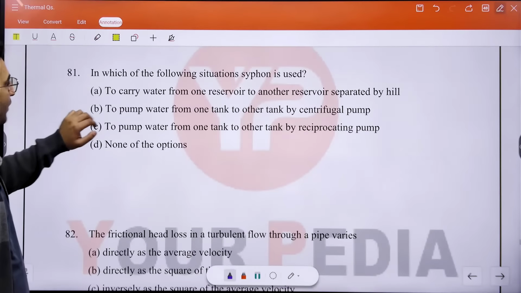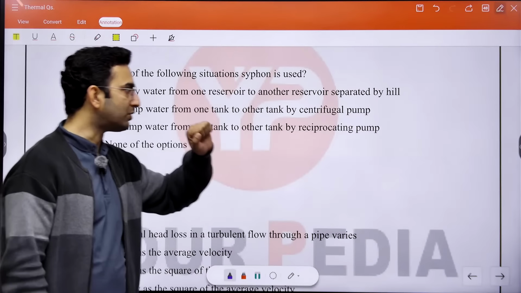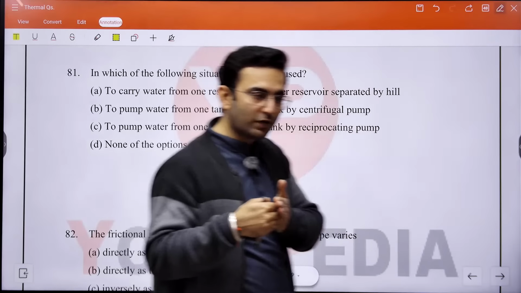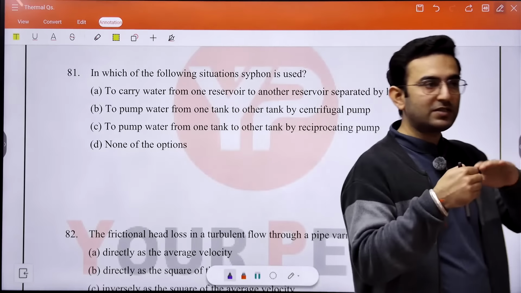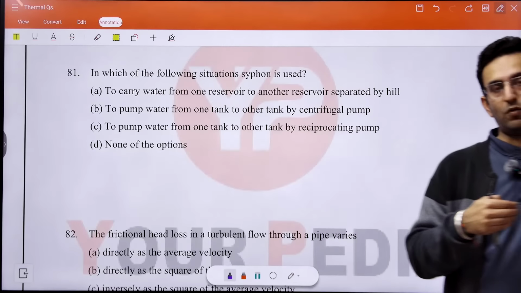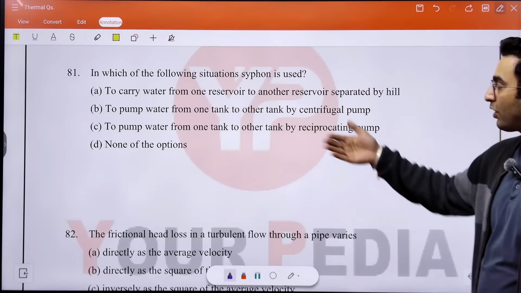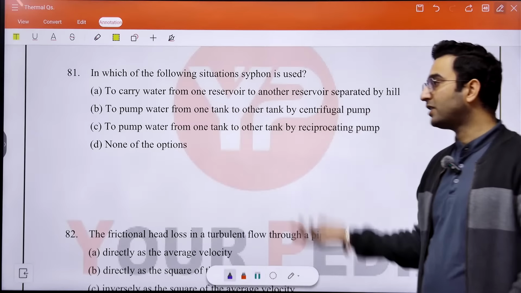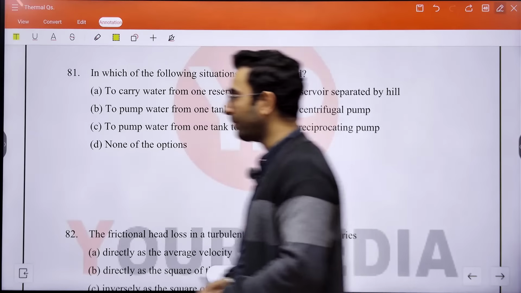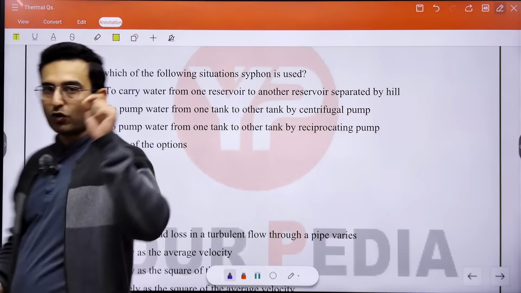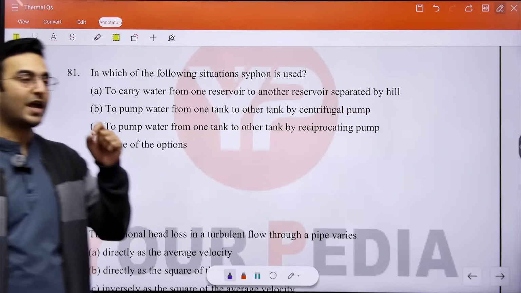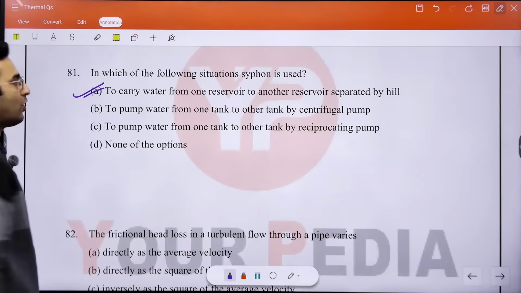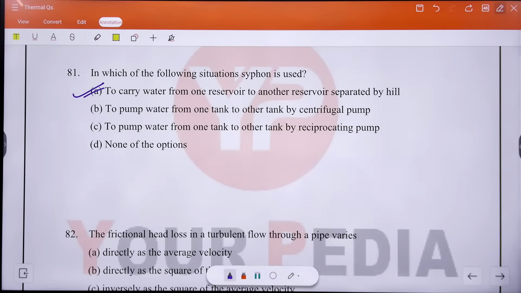Next, in which of the following situations is a siphon generally used? Siphons are generally used to transfer liquid from one reservoir to another reservoir which are separated by a hill. If you have to supply water from one reservoir to another and in between you have a height, then you have to use a siphon. Also remember, at the top of the siphon there can be a problem of cavitation. So option number A will be the correct answer here.